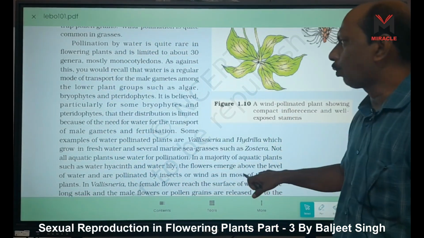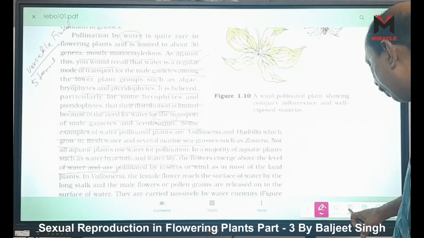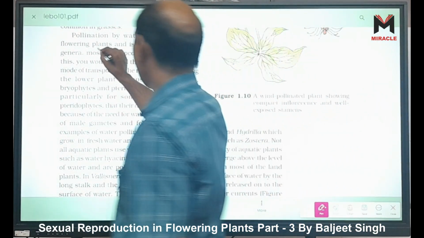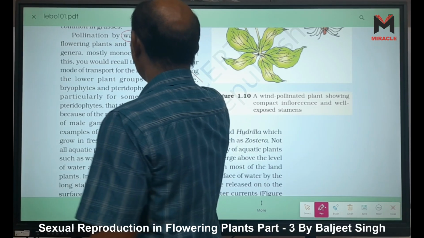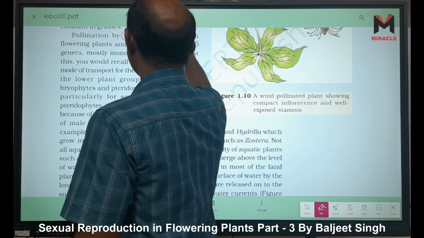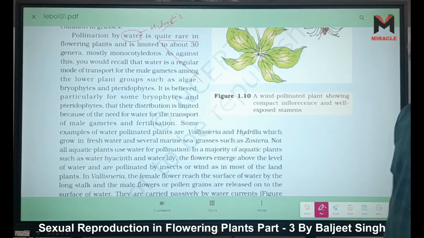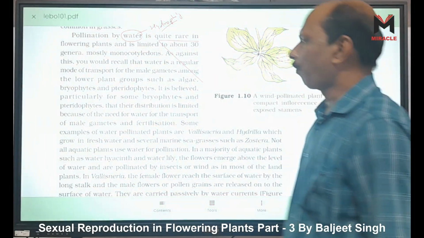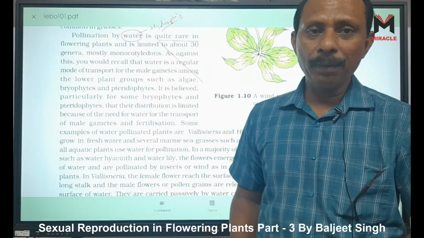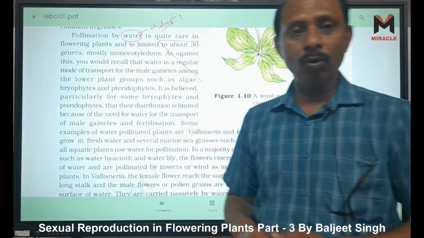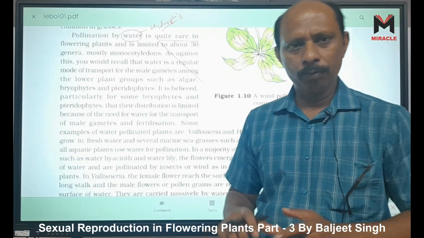Pollination by water is quite rare in flowering plants, right? Water means what? Hydrophily. Hydrophily is quite rare in the plant kingdom, in flowering plants. Flowering plant means only angiosperms, because in gymnosperms, only anemophily is there. Means air pollination is there.